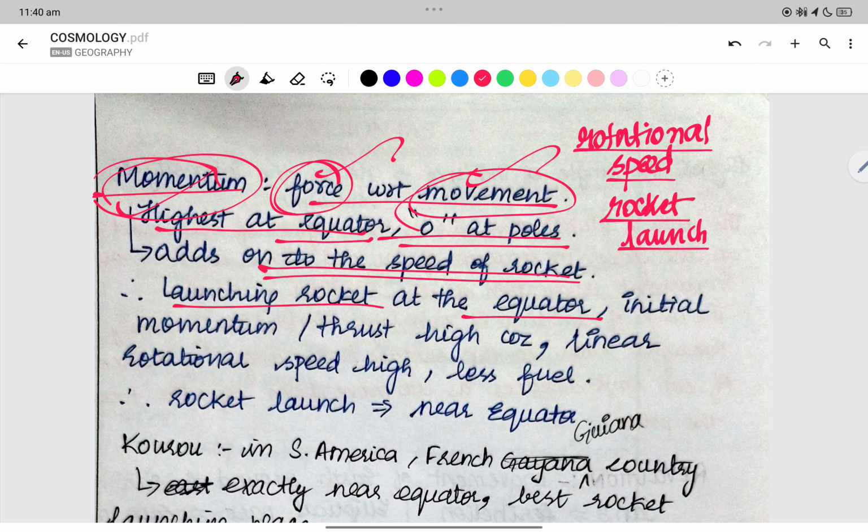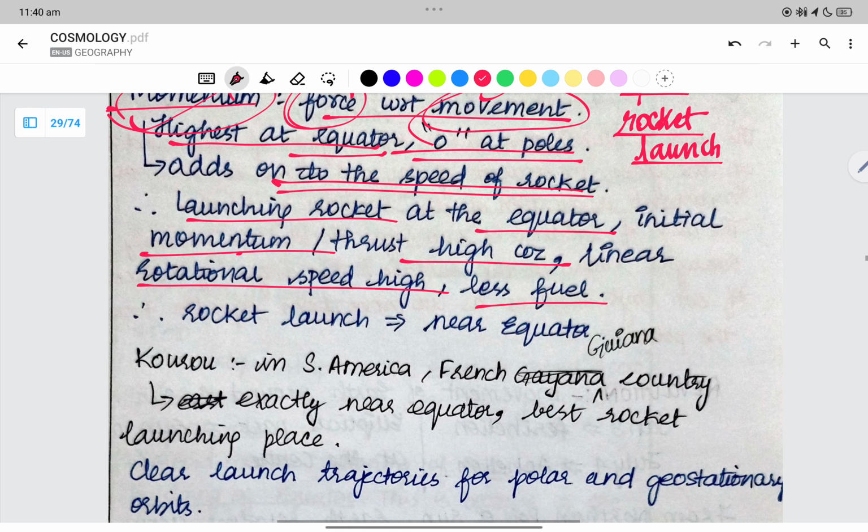Launching a rocket at the equator, the initial momentum thrust is high, as the linear rotational speed is high. Therefore, we need less fuel, right? The rotation speed is high, right? Therefore we say, what is rotation?